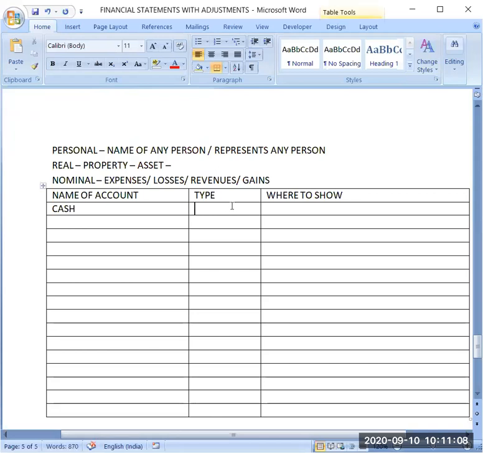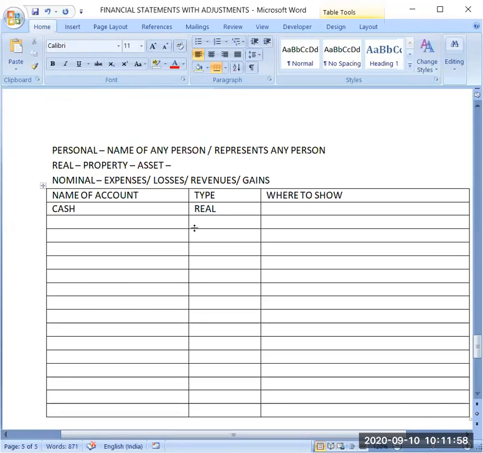Okay. Now tell me, cash is what type of account? Yes, very good. Correct answer. See, before answering, think about it. Is cash your expense? No, cash is not your expense. Salary can be your expense. Cash cannot be an expense. Obviously, you will make that expense with the help of cash. But cash cannot be your expense. Cash is your asset. Cash is your property. It is a real account.